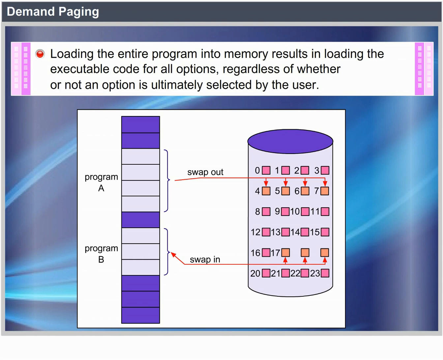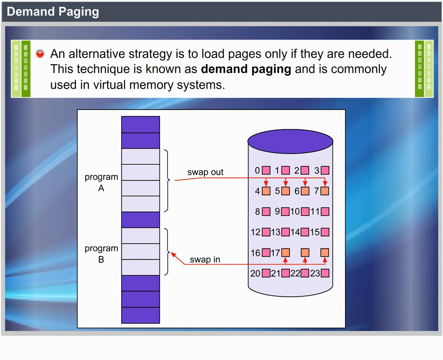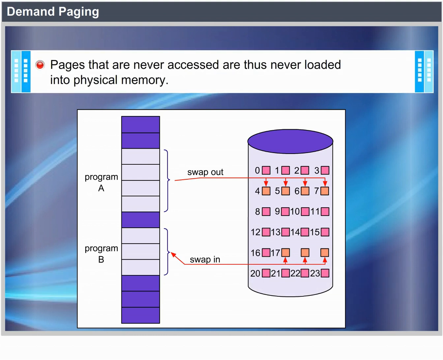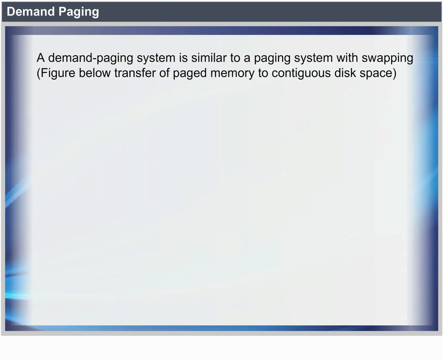An alternative strategy is to load pages only as they are needed. This technique is known as demand paging and is commonly used in virtual memory systems. With demand paged virtual memory, pages are loaded only when they are demanded during program execution. Pages that are never accessed are thus never loaded into physical memory. A demand paging system is similar to a paging system with swapping.